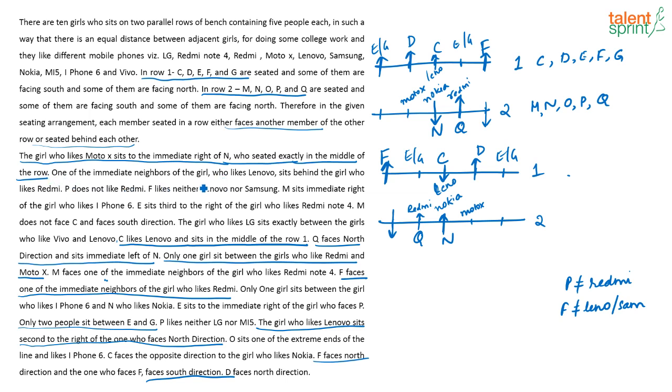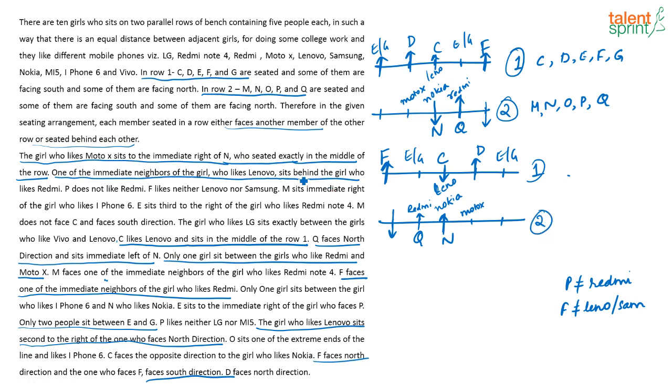So what is given here? One of the immediate neighbors of the girl who likes Lenovo sits behind the girl who likes Redmi. Okay, so at this point what happens? One of the immediate neighbors of the girl who likes Lenovo sits behind the girl who likes Redmi. Now when this statement comes, what we understand is that, see, we have taken row 1 to be in front, row 2 to be behind that, here also.